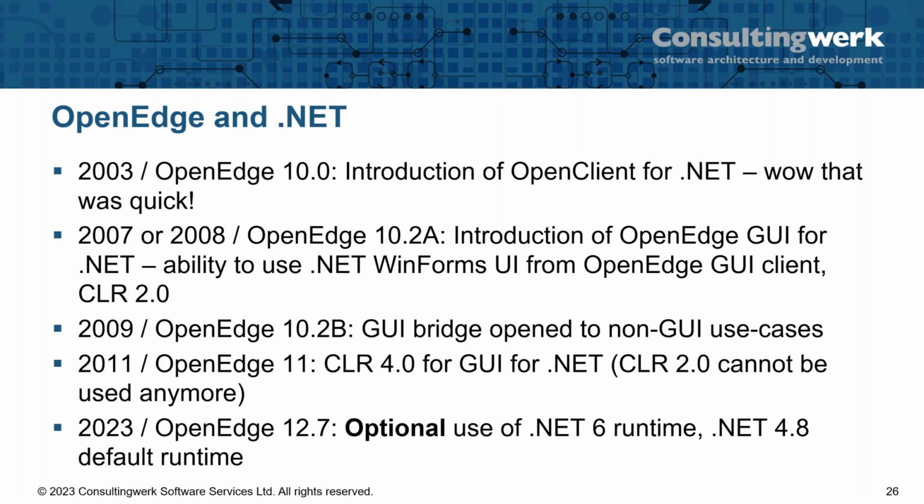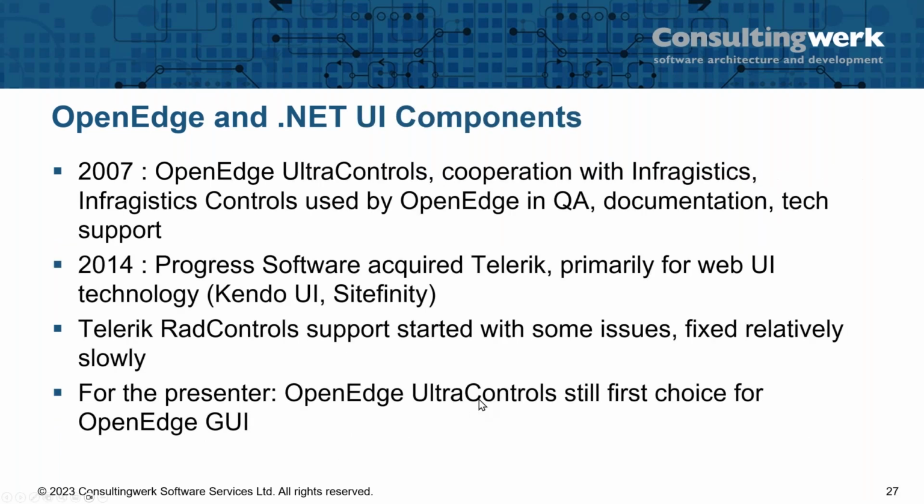In the time between, Progress did more product maintenance changes, so necessary bug fixes or minor improvements to the language. Progress provided from the beginning a set of .NET UI components, not out of the box in the sense that they were part of the license, but Progress sells a product called the OpenEdge Ultra Controls, which is just the Infragistics NetAdvantage set of .NET controls, which at that time was the market leader for .NET controls.